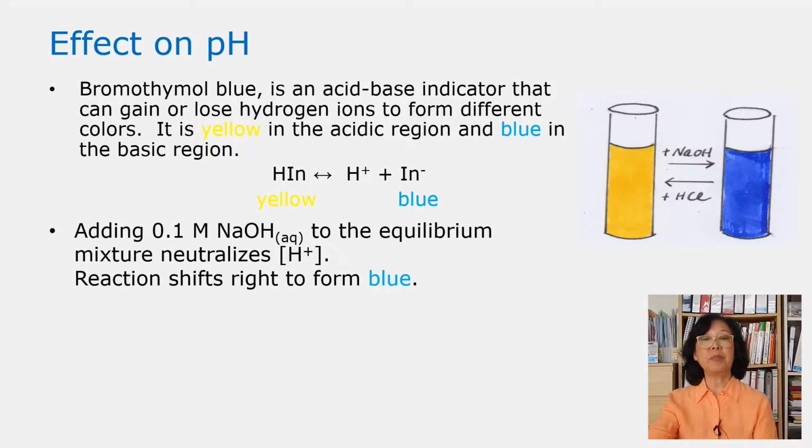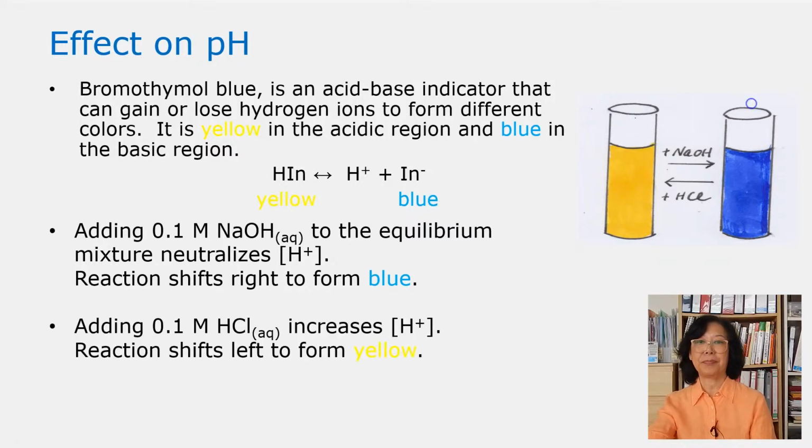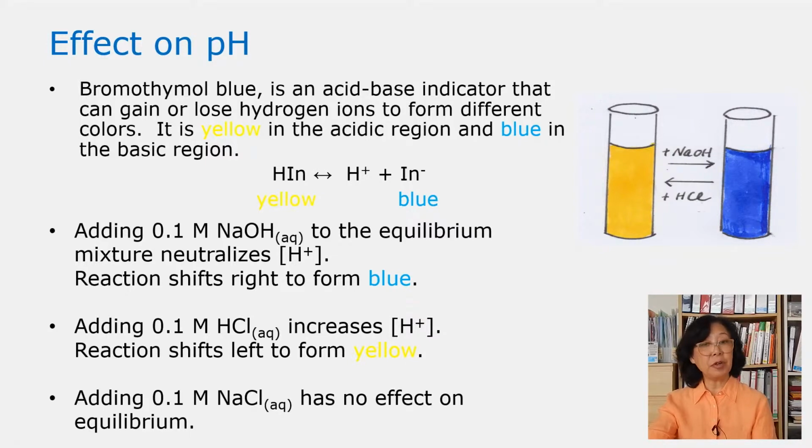Now, when we add 0.1 molar sodium hydroxide to the equilibrium mixture, it will neutralize the hydrogen ion. The reaction will shift to the right to form blue. If we add 0.1 molar hydrochloric acid, it will increase the hydrogen ion concentration, and the reaction will shift to form yellow on the left. If we add 0.1 molar sodium chloride, it would have no effect on the equilibrium.